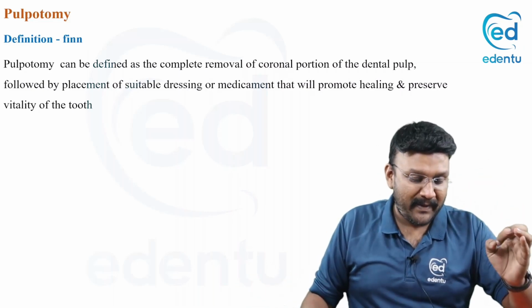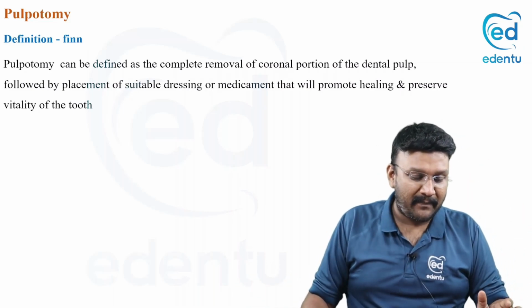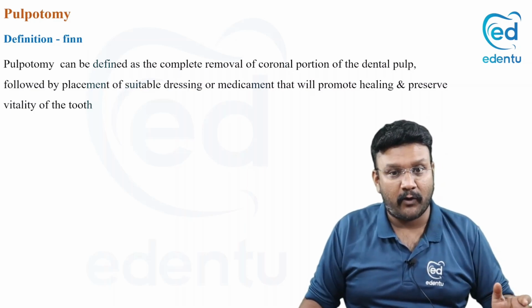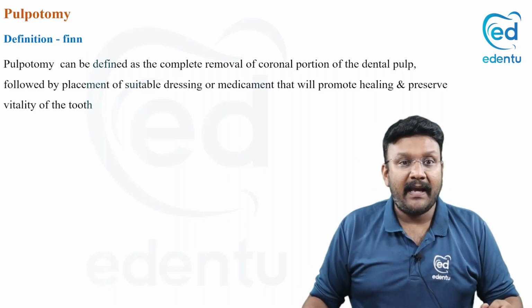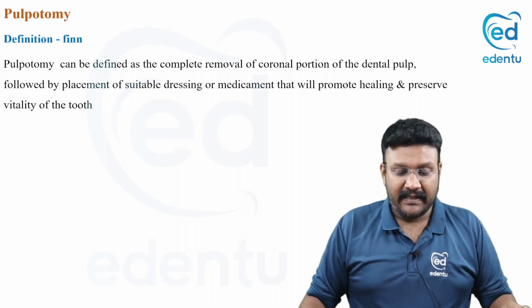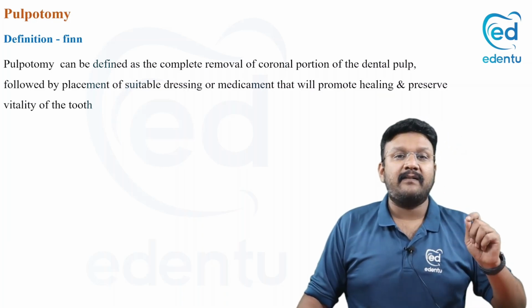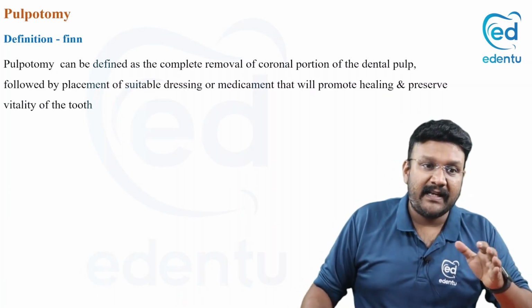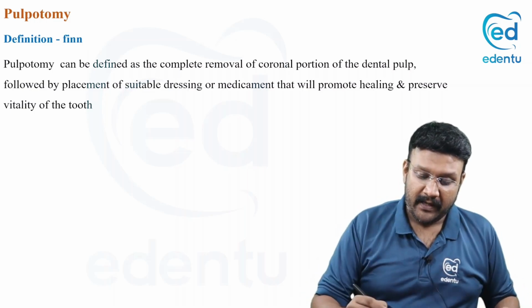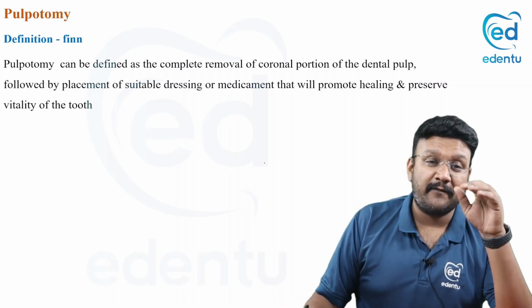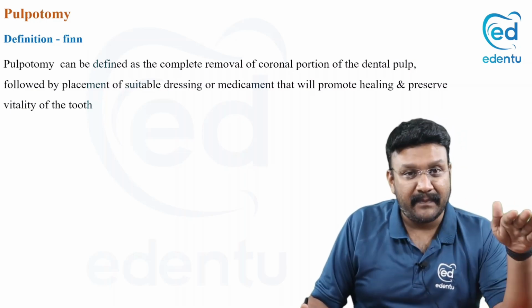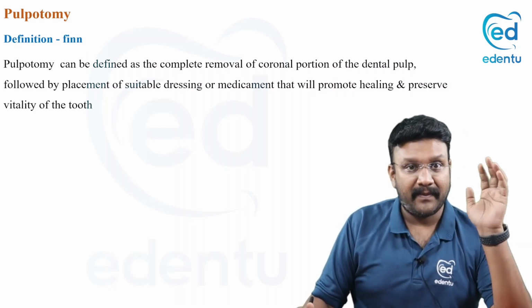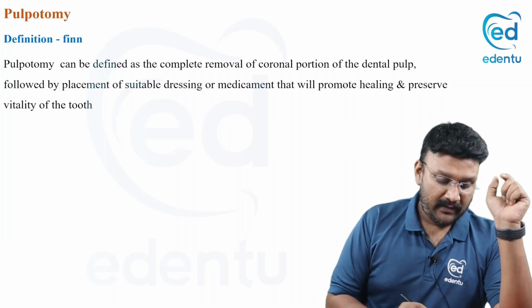Finn has defined pulpotomy as a complete removal of the coronal portion of the dental pulp, followed by placement of a suitable medicament that will promote healing and preserve the vitality of the tooth. Which means you are removing the entire coronal portion of the pulp, and after removing it, you keep a medicament that will promote healing and preserve the vitality of the tooth.